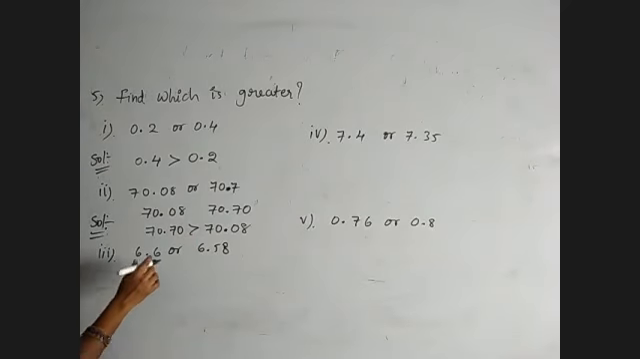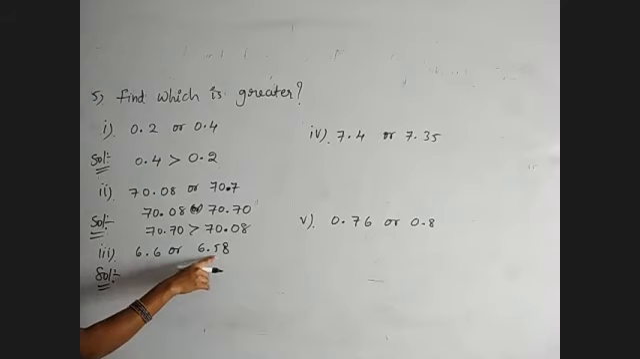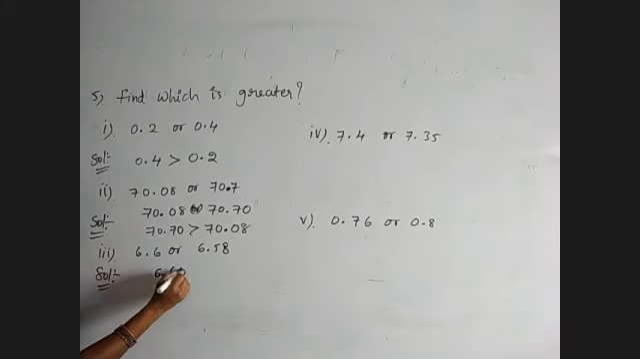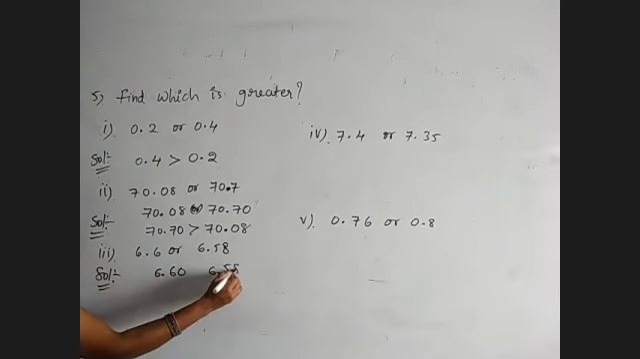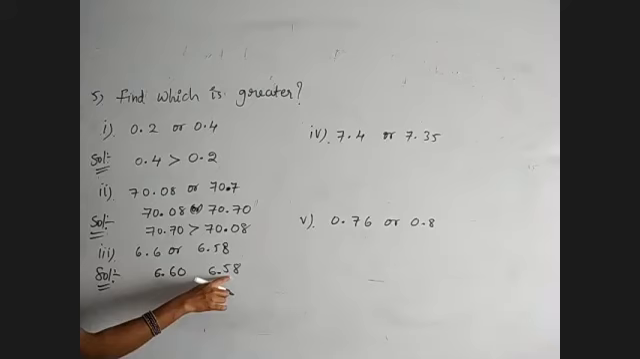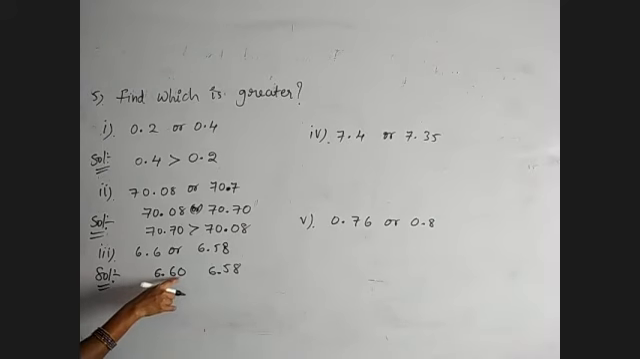That's it. Now, coming to the next problem. Here 6, only one decimal digit we have. Here two decimal digits are there. So 6.60 and 6.58. Because here two decimal digits are there, only one decimal digit is there, for that sake, one more digit I am inserting as 0 to make them like decimals.